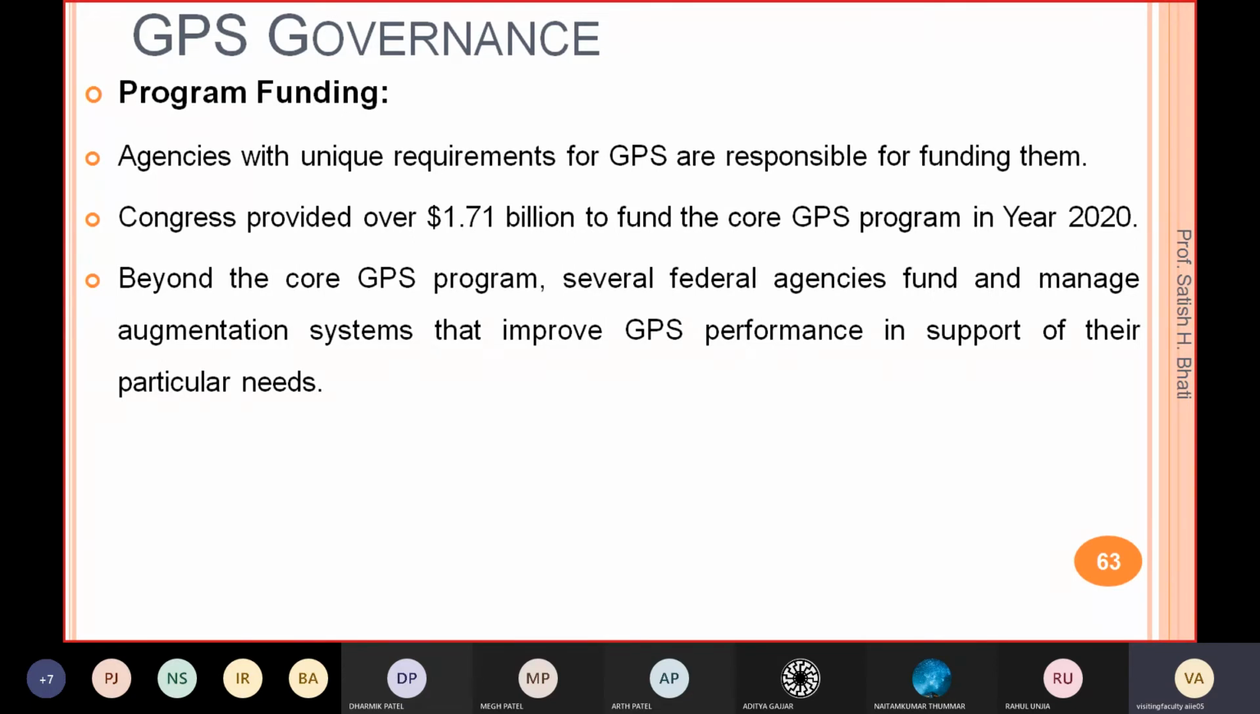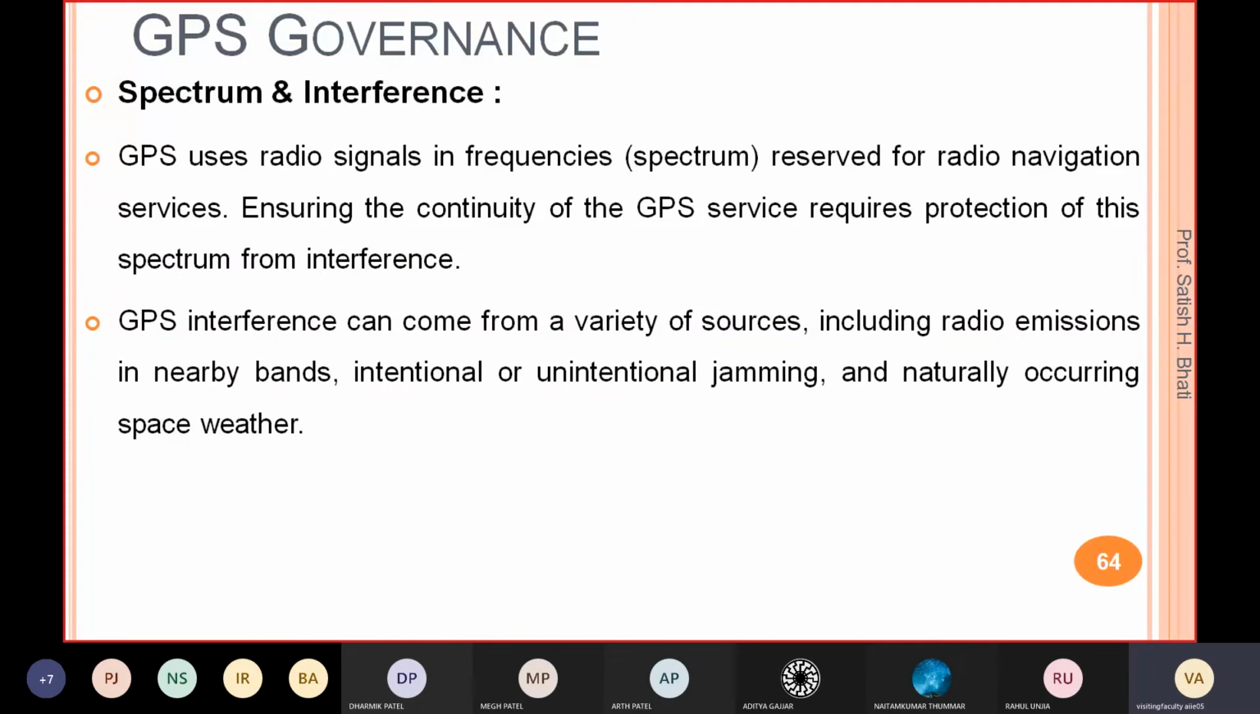It is about the funding, then the spectrum interference. So the GPS, as I told, uses radio signals which have different frequencies, right? So we call it a spectrum. The range of the frequency is known as a spectrum. So it's reserved for the radio navigation service, right? Ensuring the continuity of the GPS service requires the protection of the spectrum from interference. Interference means disturbance from other signals.